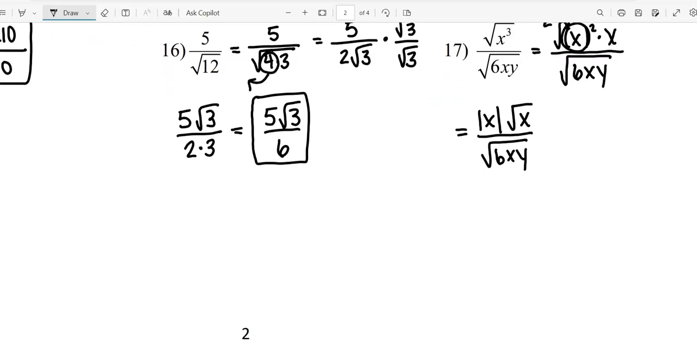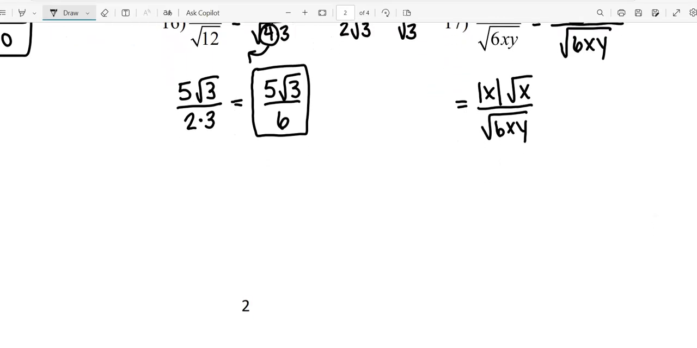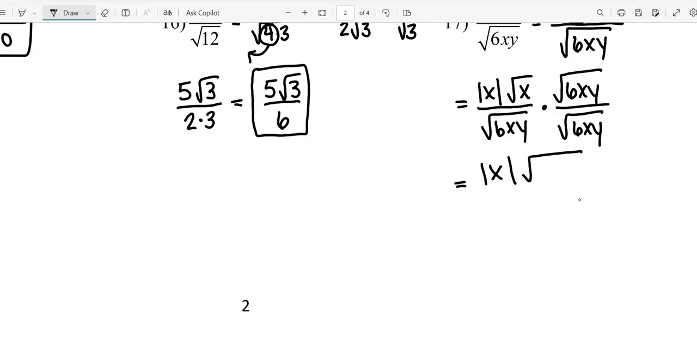The terrible part here is that the square root of 6xy is irrational, so we're going to have to rationalize it by multiplying by the square root of 6xy over the square root of 6xy. The absolute value of x stays on the top. You're going to multiply the square roots to be 6x squared y over what's the square root of 6xy times the square root of 6xy.